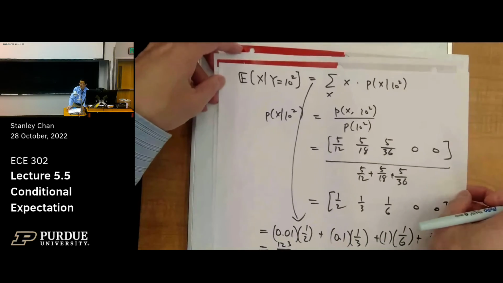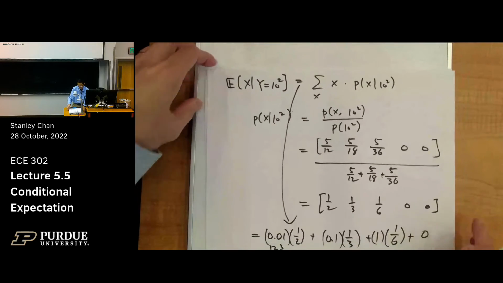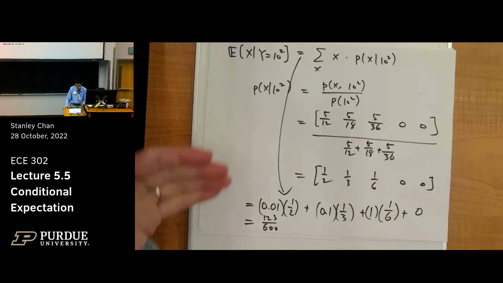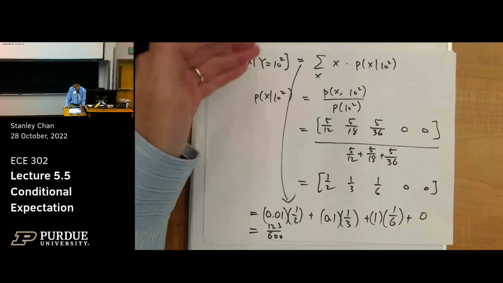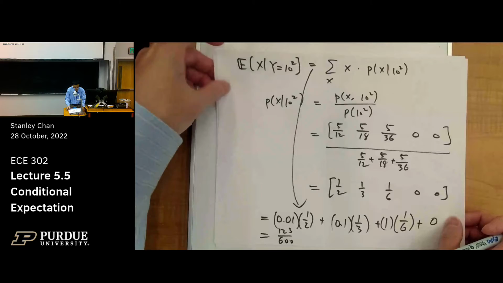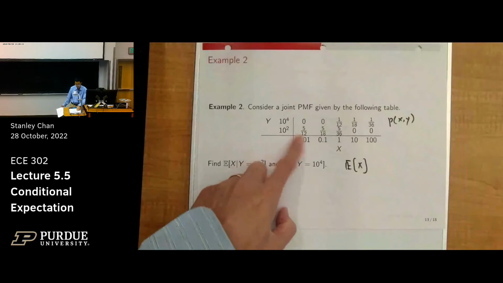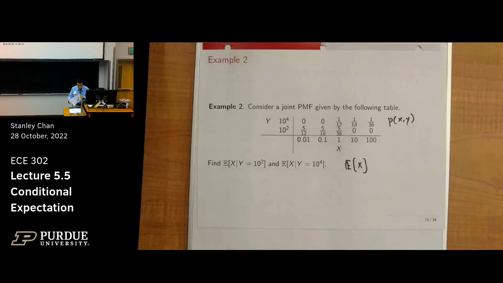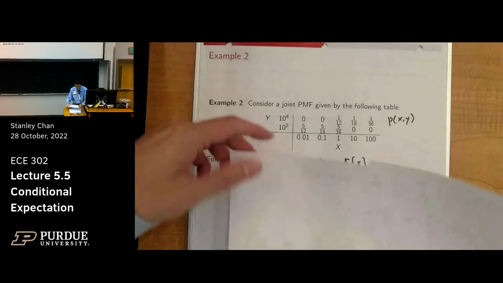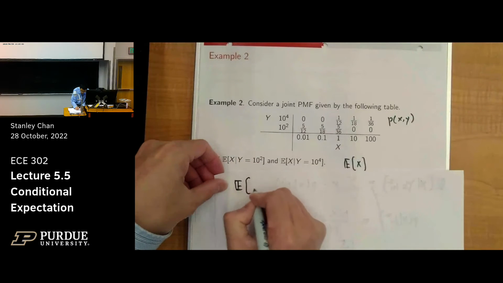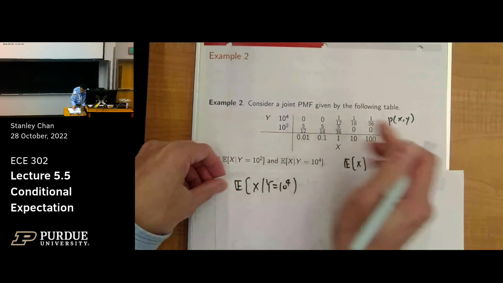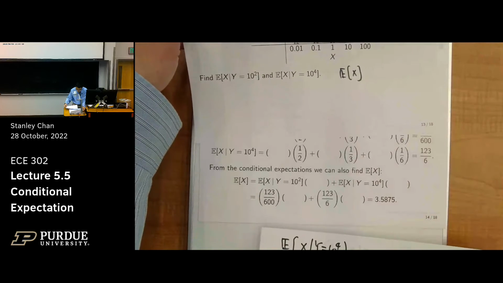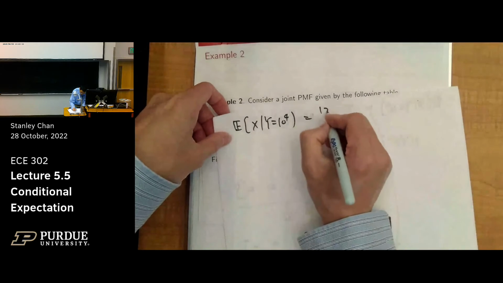I'm not going to ask you to do this tedious thing in the exam. But this is a number. So you have found the conditional expectation of x given y equals 10 to the power 2. That is the second row of your table. Then you can do the same for 10 to the power 4. Once you find that, you will have the expected value of x given y equals 10 to the power 4. Just do the same thing, and if you do it right, you will get 123 over 6.